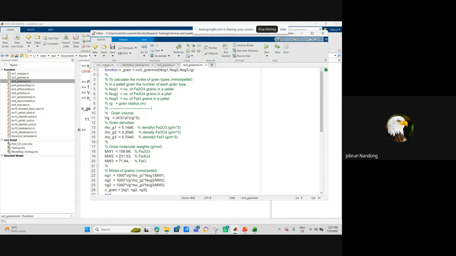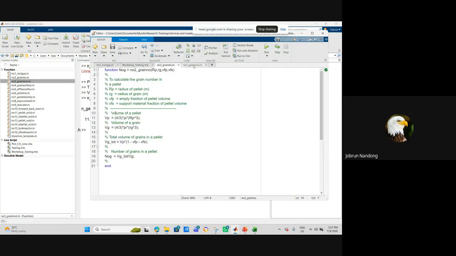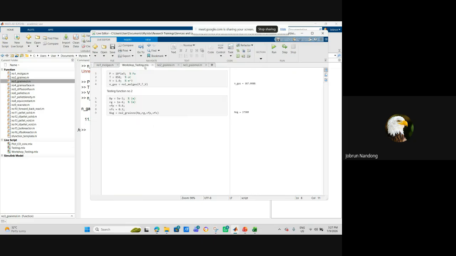Okay, now everything is collected here already. So this one is MLX. MLX indicates the live script. M indicates the normal script. MLX is for the live script. So let's say we use this one. Let's say we insert a new space there for writing something. So insert text: testing function number 3, right? Then again, we insert code.